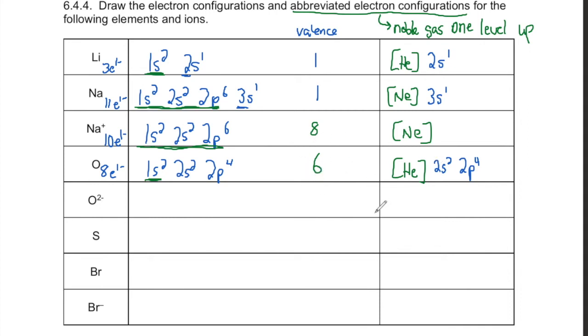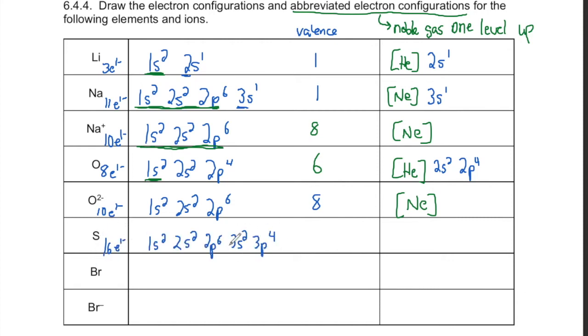It really wants to have 8 like the rest of the noble gases. So to get those 8, it usually forms a -2 ion, which gives it 10 electrons. Now it has 8 electrons in its outermost shell, and it looks exactly like neon, or like the sodium ion here.